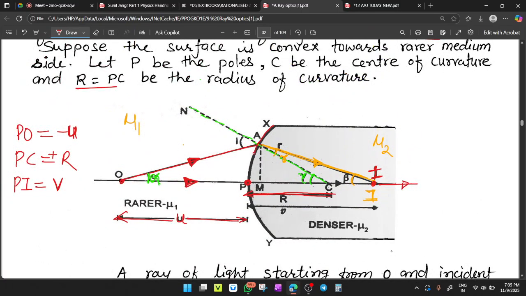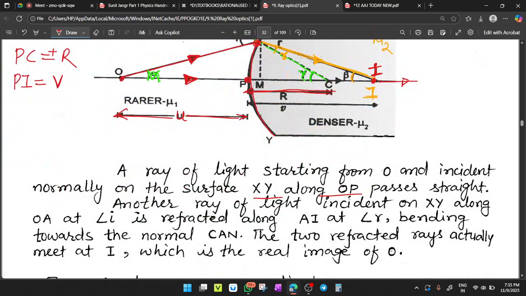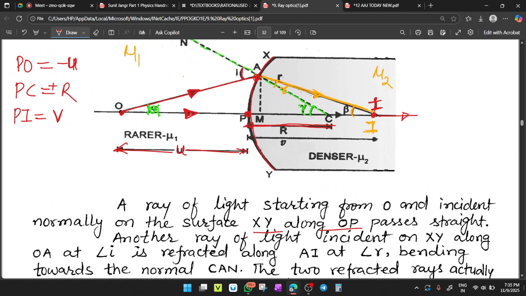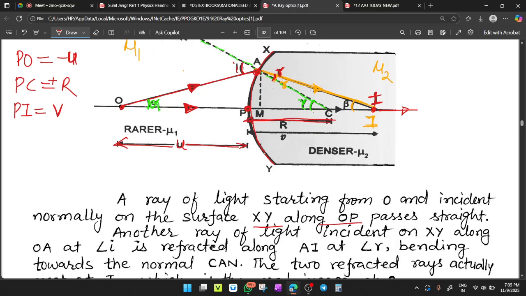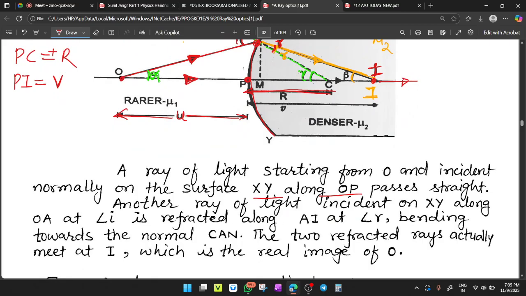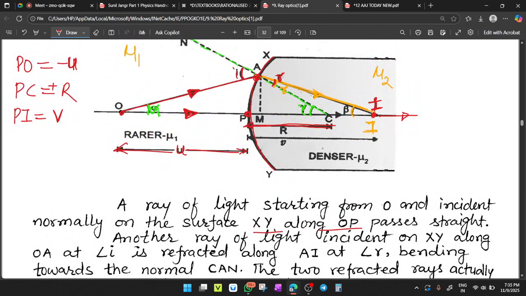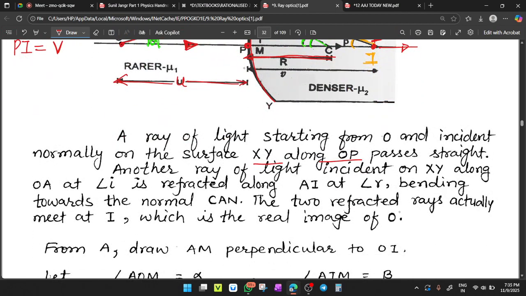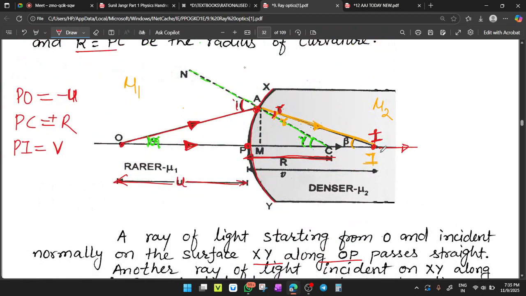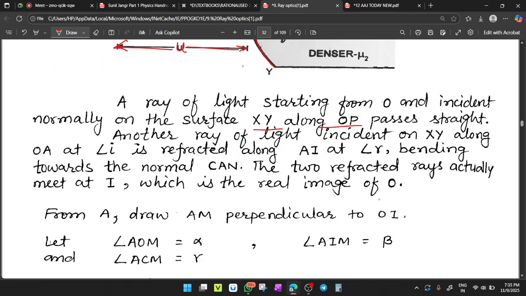So another ray that is incident on this curvature at some point A, another ray of light incident on XY along OA with an angle i. Yes, so this is the angle of incidence made with a normal, angle i, and this is the angle of refraction r. Clear or not clear? So it refracted along AI at an angle r, bending towards the normal CAN. This is normal CAN. The two refracted rays actually meet at point I and form the real image of point object O.